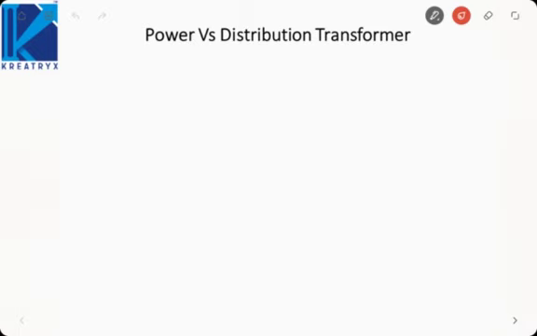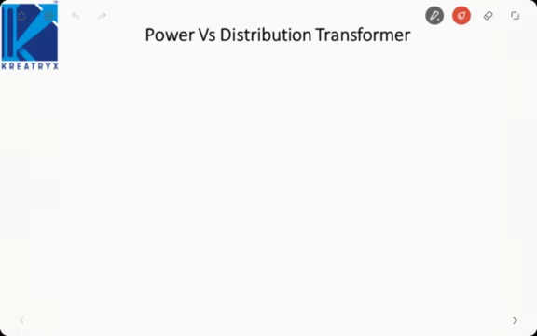So first let us understand the two types of transformer based on application, that is power transformer and distribution transformer. Now a power transformer is connected to a power station, that is, it is connected just after the synchronous generator. The synchronous generator will generate the power, then the power transformer will be used to step up the voltage. Why do we step up the voltage?